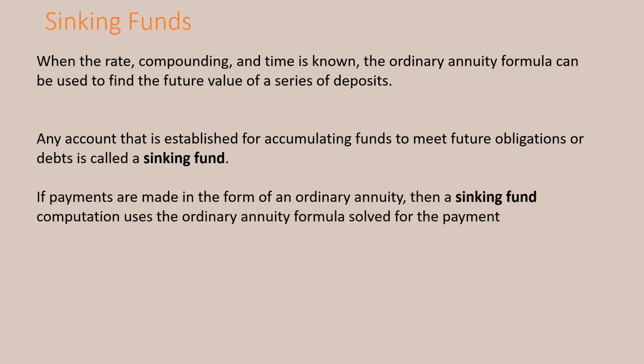If payments are made in the form of an ordinary annuity, then a sinking fund computation uses the ordinary annuity formula, which we have seen in our previous video. And the formula for the future value is payment times (1 plus i) to the power n minus 1, divided by i.